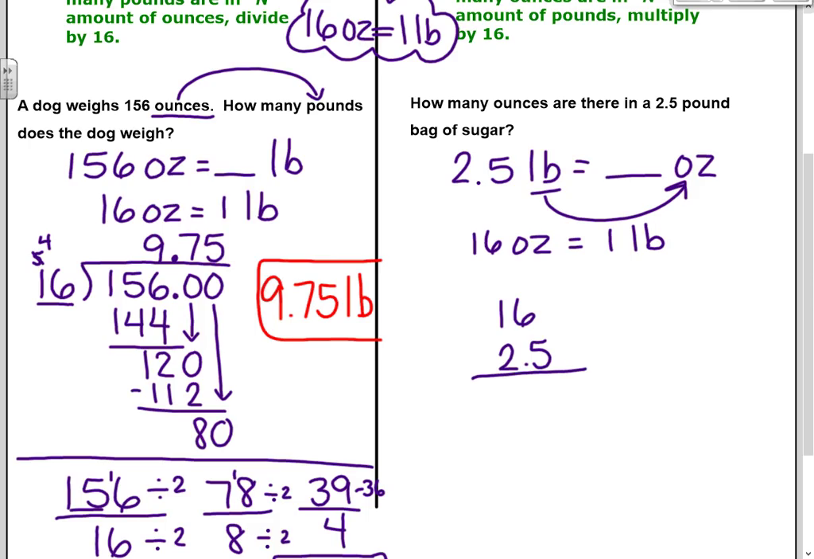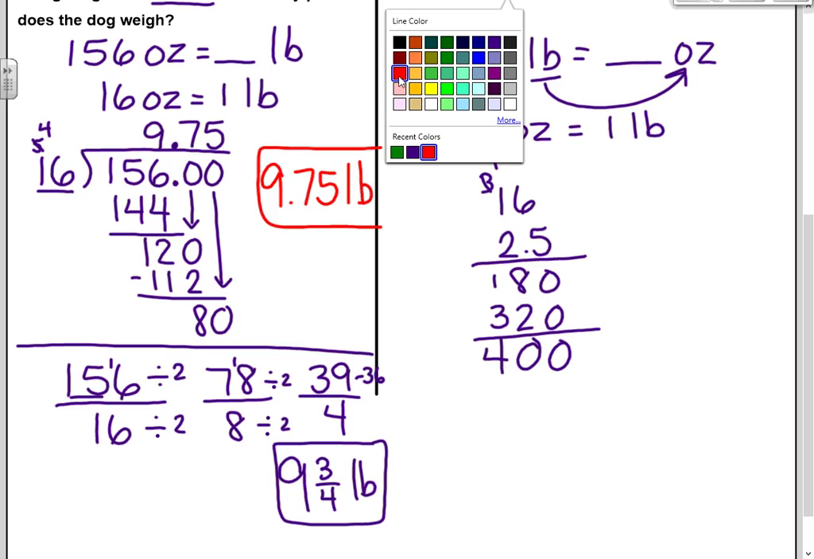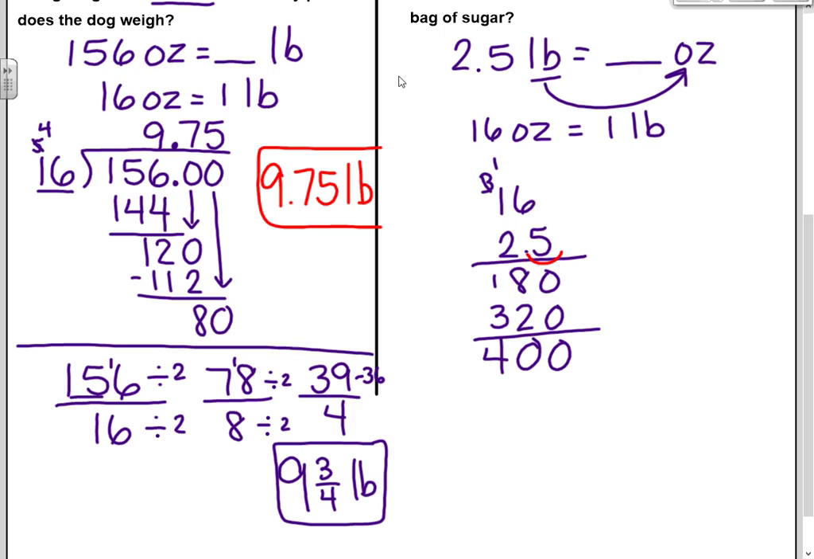and that gives me 30, carry the 3, 8, bring down the 0, 12, carry the 1, another 3. So I have 0, 0, 1, and that gives me 4. I need to move the decimal point over one place here in the problem, so I'm going to move it here one place, and that gives you an answer of 40 ounces.